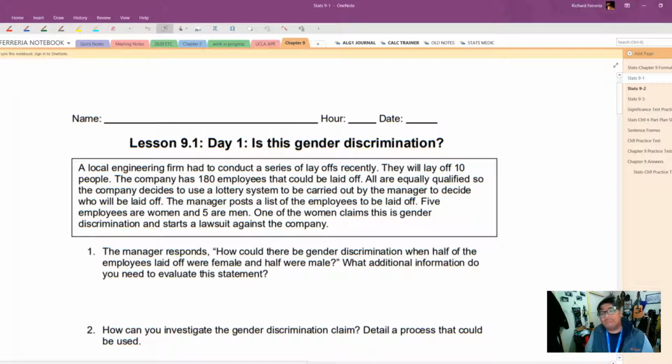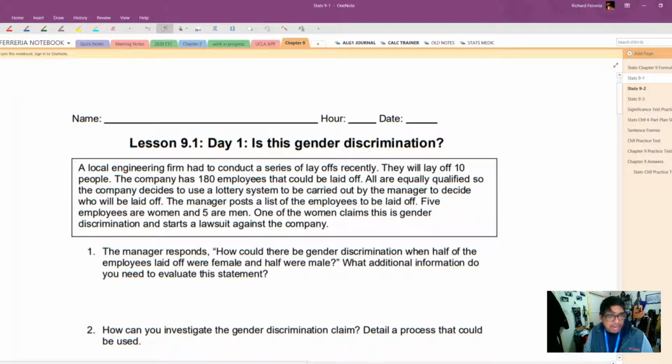Whoa! Why is she saying gender discrimination? Half of the people laid off are men, and half of the people who are laid off are women. What additional information do we need to actually evaluate whether this is gender discrimination? So let me take this to an extreme example: what if there were only 5 women in the company and all of them were laid off? That seems a little rich now, doesn't it? All 5 women happen to be laid off.